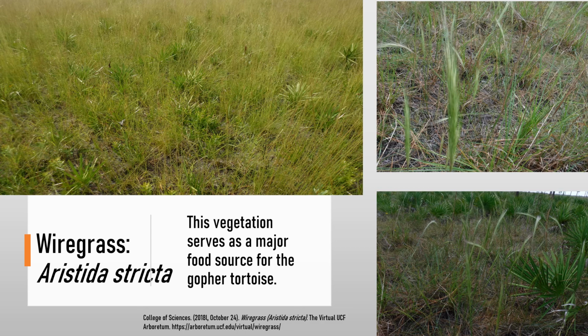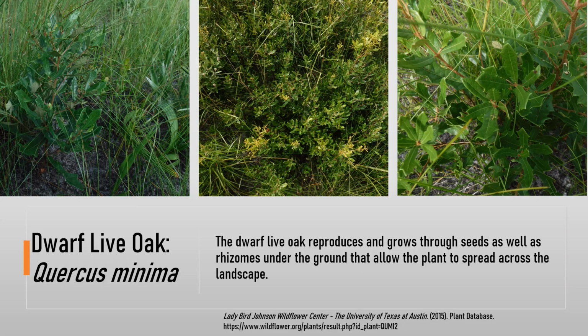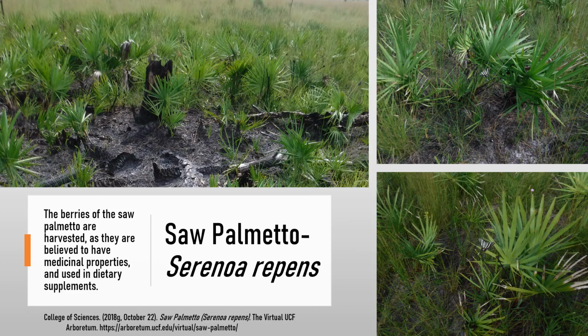This grass is covering most of the ground in this ecosystem. It also serves as a major food source for the gopher tortoise. My next plant species is the dwarf live oak, or the Quercus minima. The dwarf live oak reproduces and grows through seeds as well as rhizomes under the ground. This allows the plant to spread across the landscape and grow low to the ground.